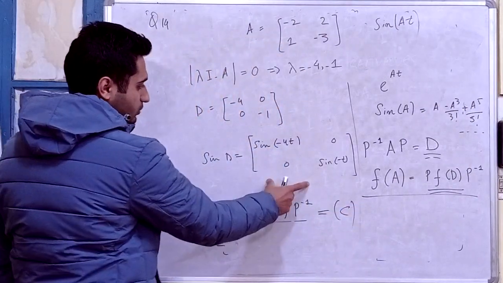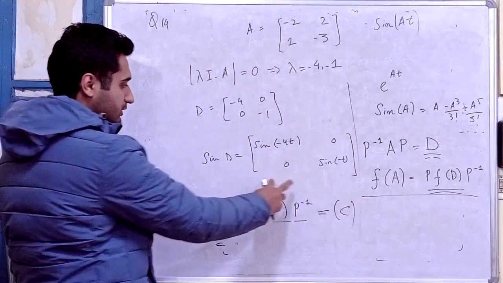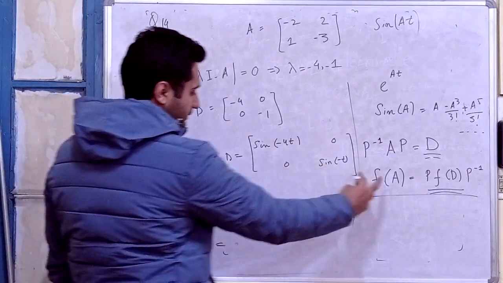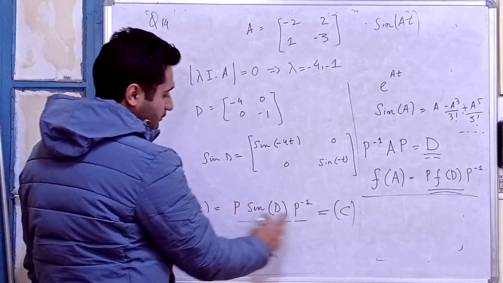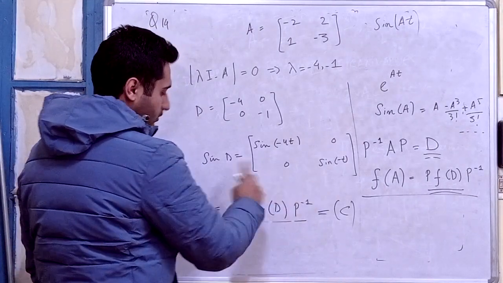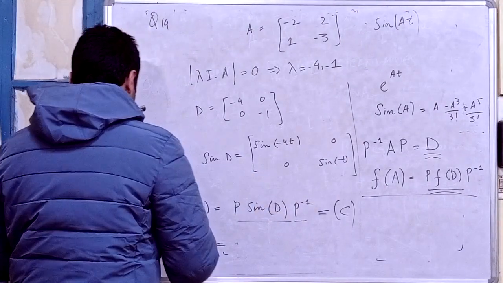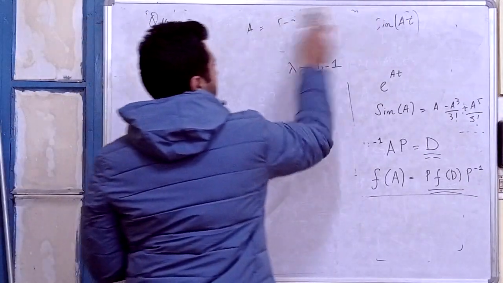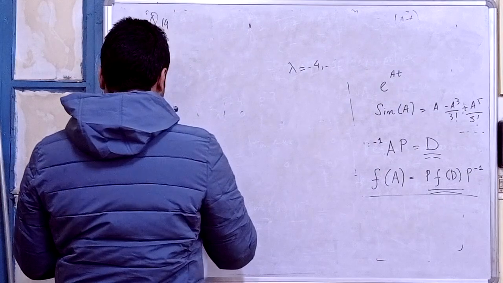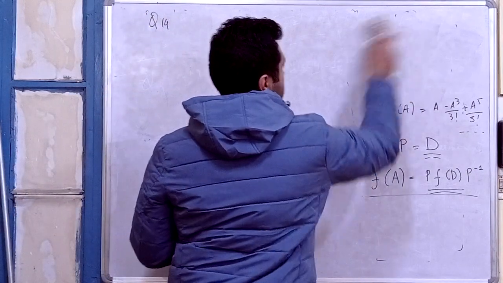P sine of D, this will remain as it is. You cannot solve this. Left side is P, right side is P inverse. So the 1 by 3 that came earlier will come outside. And you just have to multiply these equations. So you will get option C. Now the last question. Question 14 has answer C.